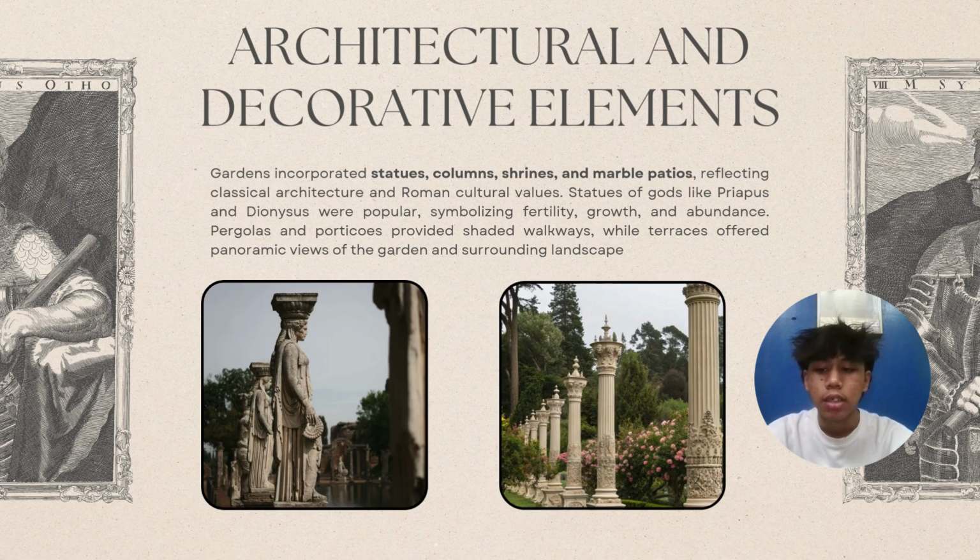Architectural elements. Roman gardens also included architectural features. This includes statues, columns, shrines, and marble floors. Pergolas and terraces were used to provide shade and good views. All of these reflect Roman culture and lifestyle.